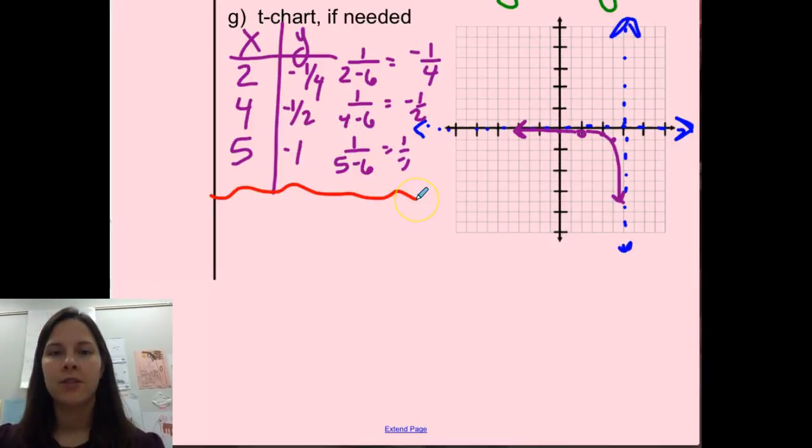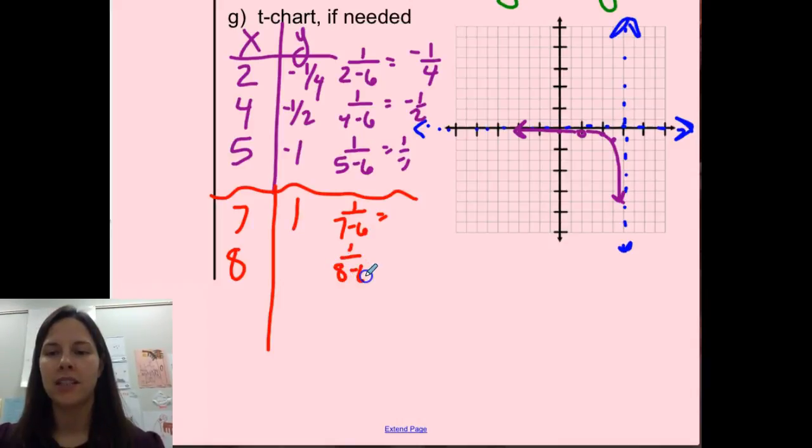and then approaching 0 off to the left. So to see what's happening off to the right, I'm going to substitute in 7 and 8 and see if that gives me enough information with my asymptotes. 1 over 7 minus 6 gives me 1 over 1. 1 over 8 minus 6 gives me 1 over 2. So (7, 1) and (8, 1/2). I can see it's going to curve between those asymptotes as well.